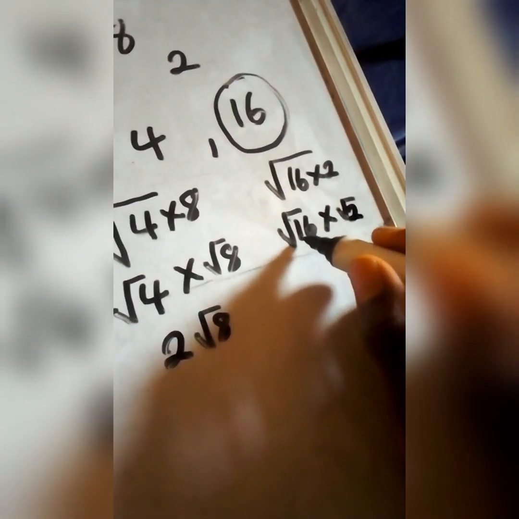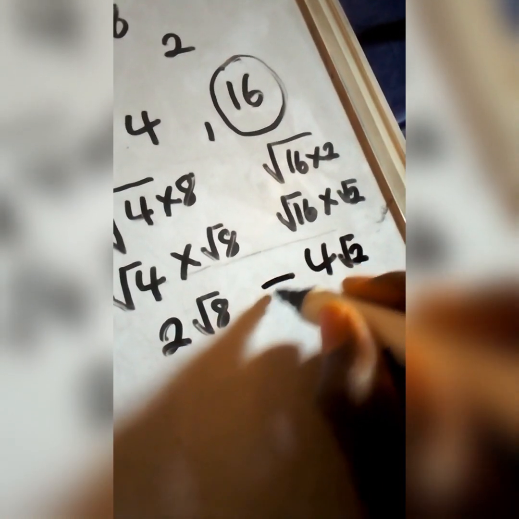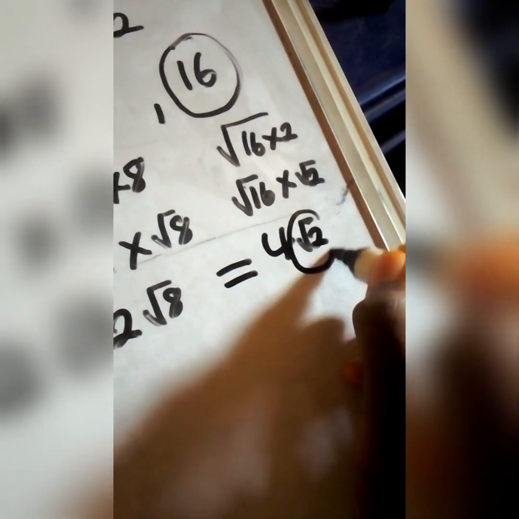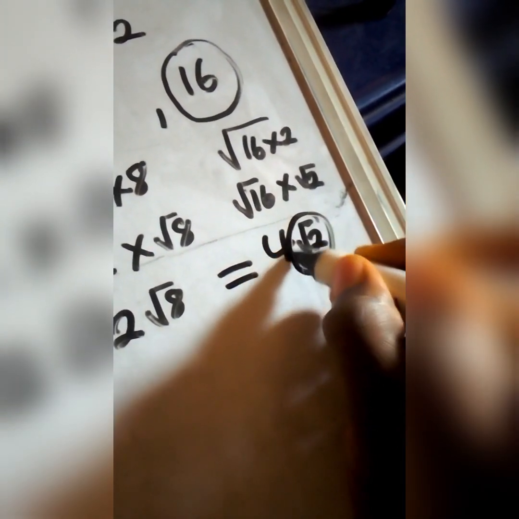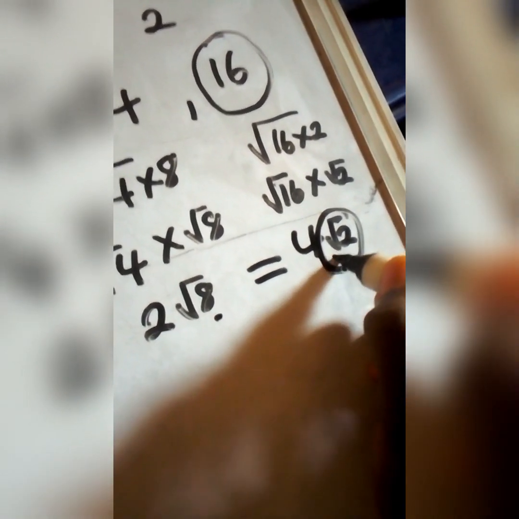Then root 16 is what? 4 times 4 is 16. So it's going to be 4 root 2. Now these two things, they are the same, just that we want the one in the square root to be small. You see that 8 is bigger than 2.